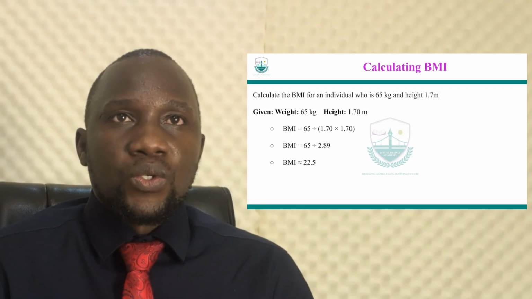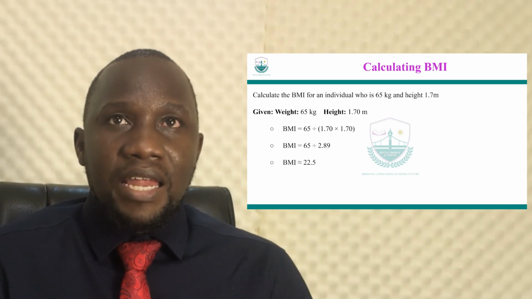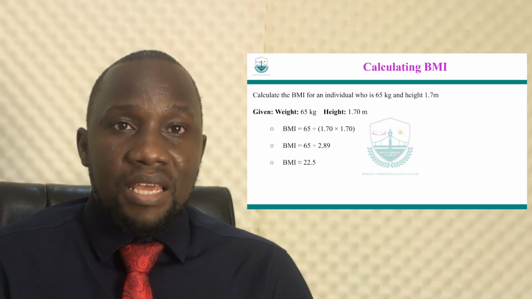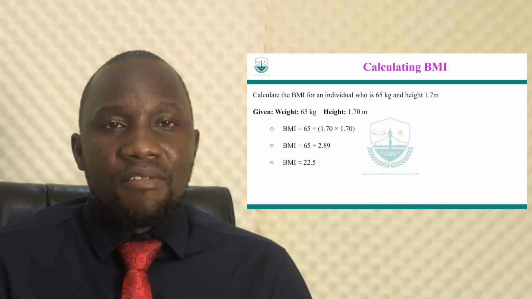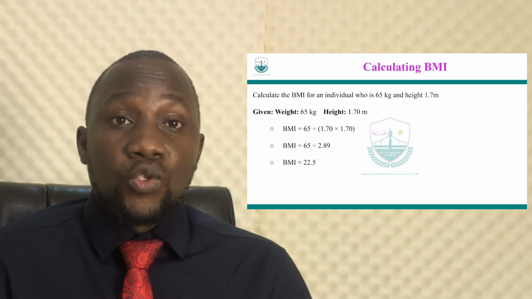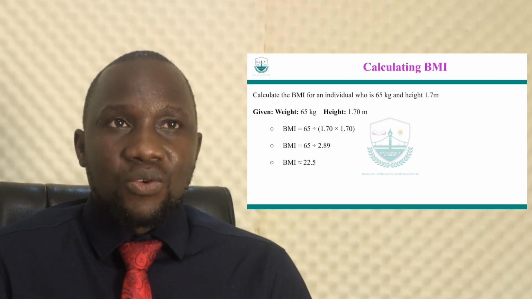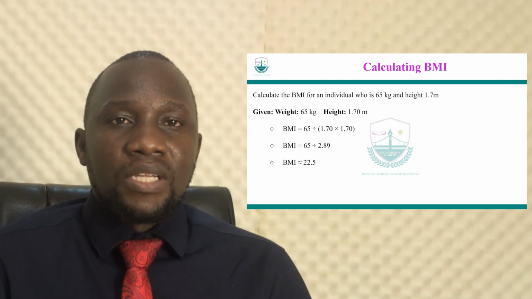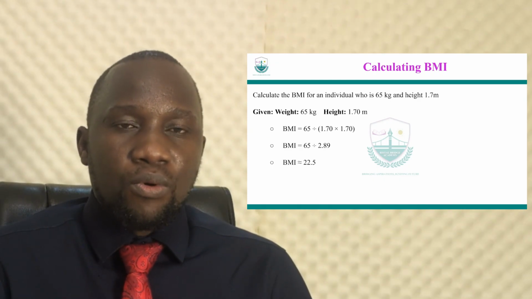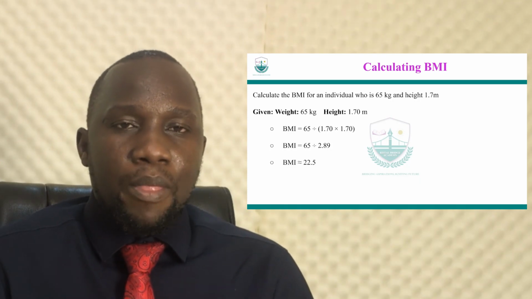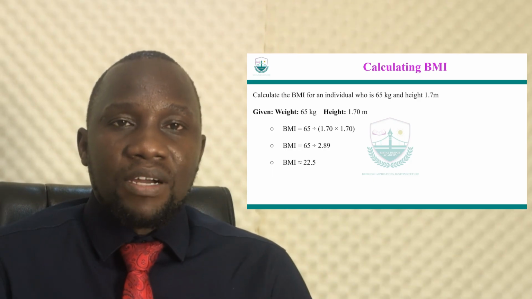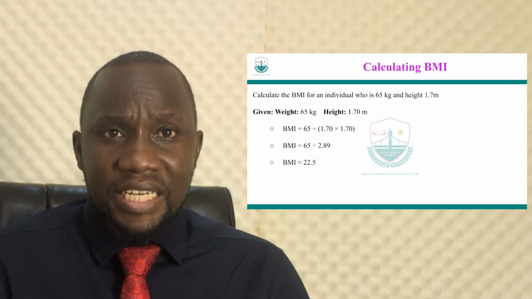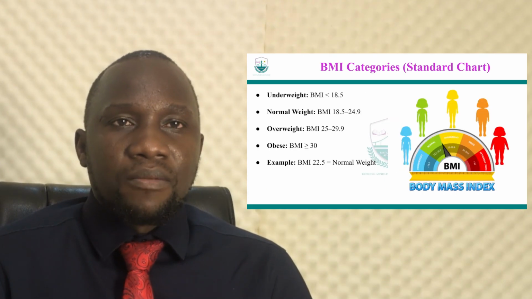Okay, so if you have a person who is 65 kilograms and is 1.7 meters, to determine their body mass index, we get 65 kilograms divided by 1.7 squared. So 1.7 squared, what do you get? You get 2.89. So you have 65 divided by 2.89, and you get a body mass index of 22.5. Okay, 22.5 kilograms per meter squared. Those are the units there.